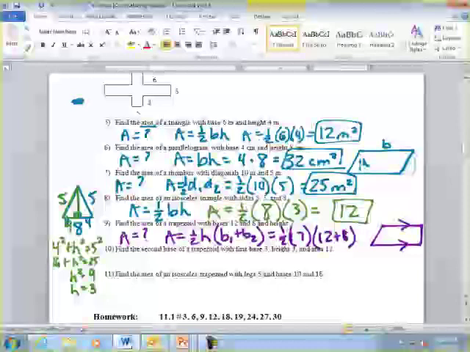Order of operations is important here. What do I do first to calculate this? Do what's in the parentheses.